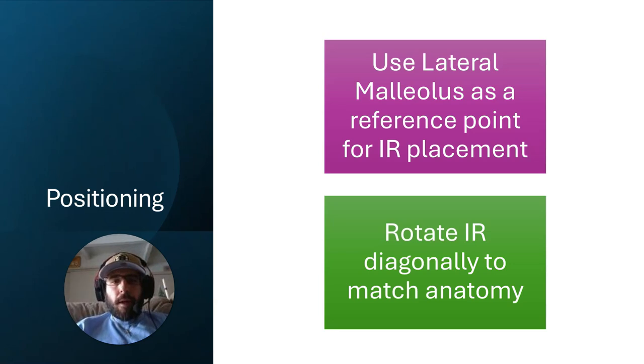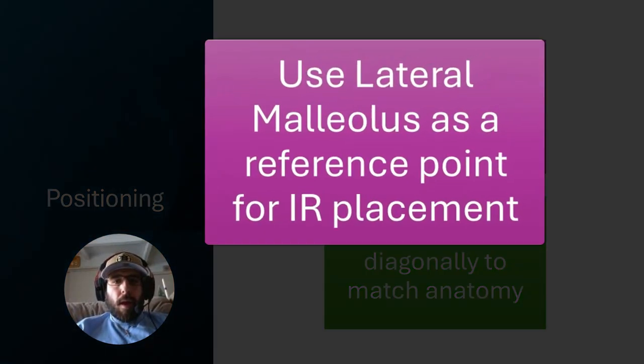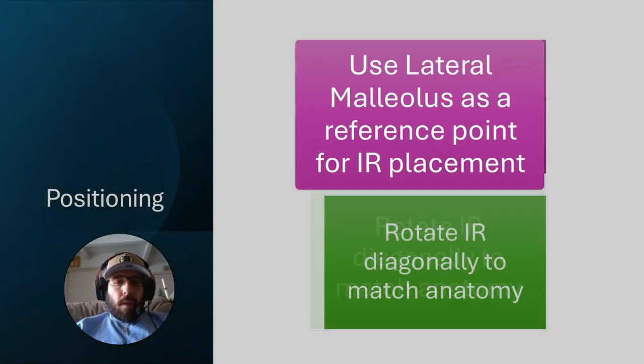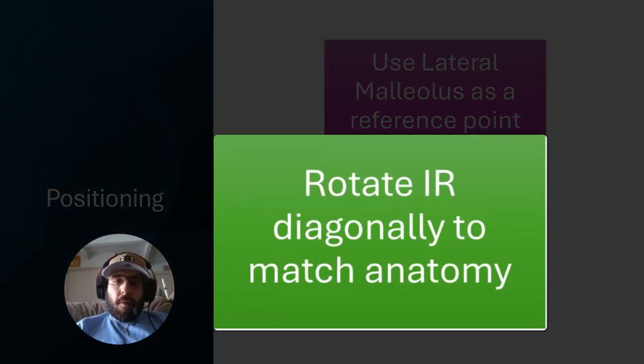So again, just to reiterate, we're going to use our lateral malleolus, the most distal point on our tib fib, as our reference point for our image receptor placement. The corner of that image receptor, you should be able to see the shadow of that distal tib fib. And then rotate it diagonally at that point using your pivot point to match the anatomy.